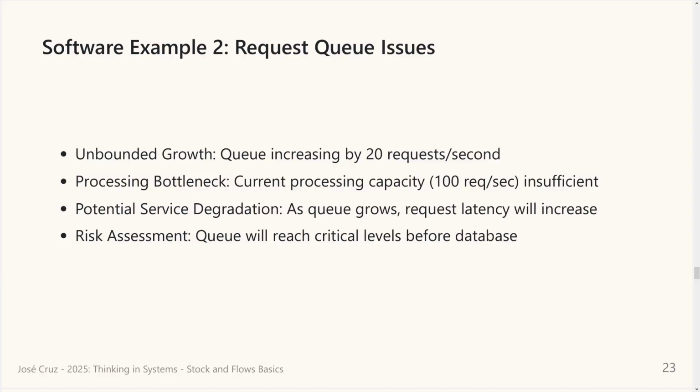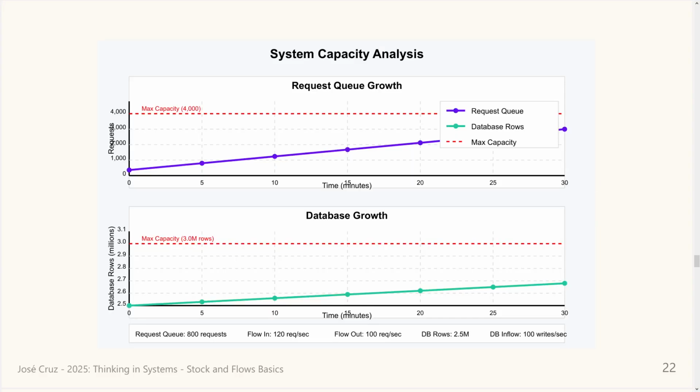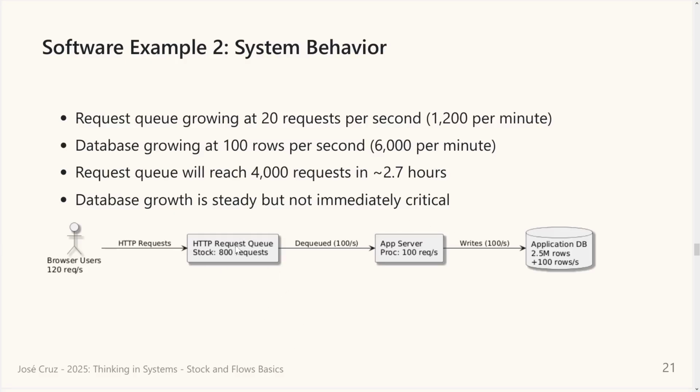So the queue will reach critical levels before the database. The database will never have problems, because this one will have problems before the application reaches the limit. That's something we can understand from these two stocks. This stock here, this stock.